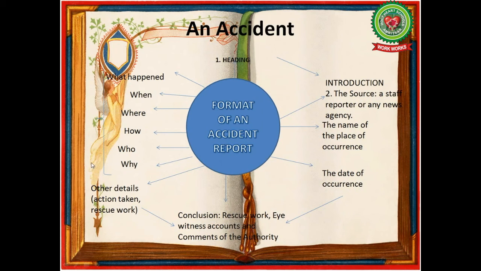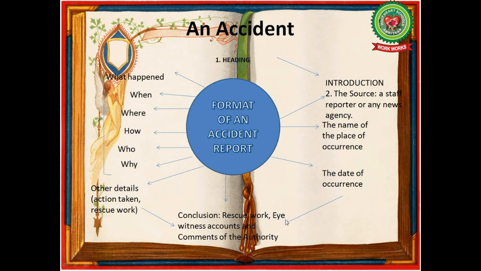Now this is the body of the report. You will say what happened, when it happened, where it happened, how it happened. You will also include who all were involved in that accident and why that accident happened. You may also give other details like what action was taken by the police or the rescue work. Finally, you will conclude it with the rescue work.